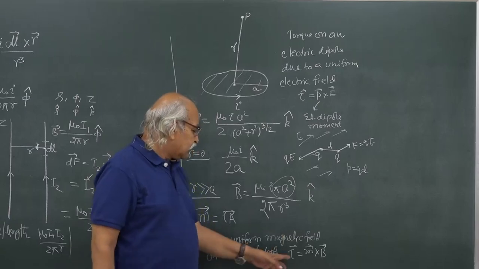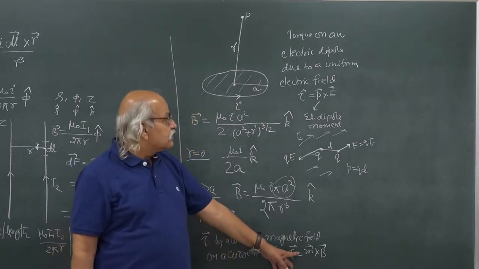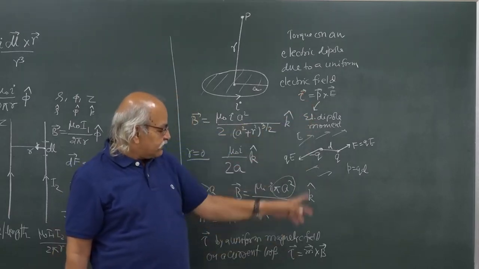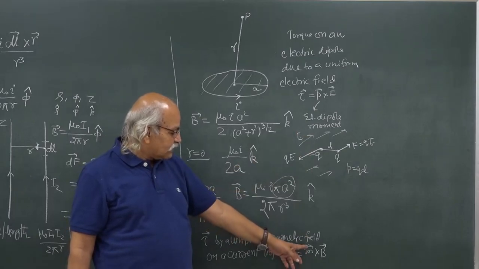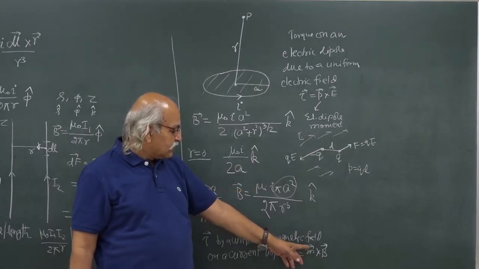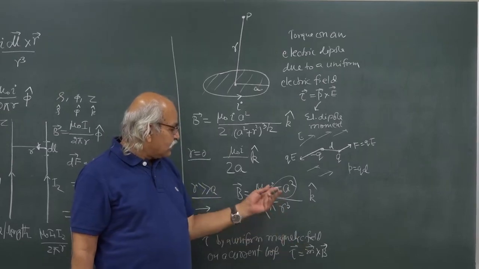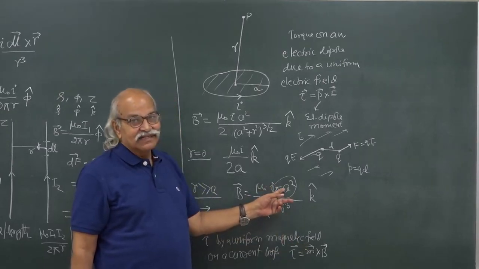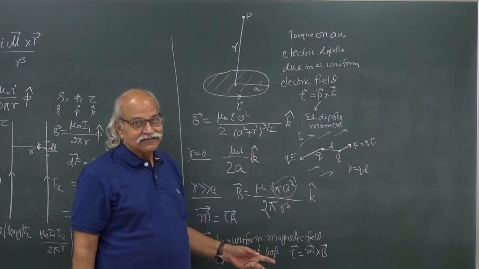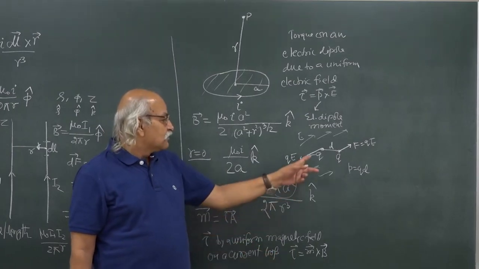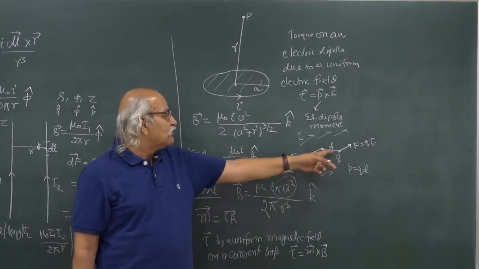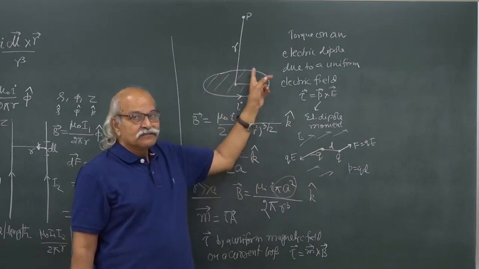Now, this expression is identical to this expression, and we define this magnetic dipole moment m, provided you take current times area vector as the definition. We do not have minus Q plus Q type of thing here. There is a loop, current loop.